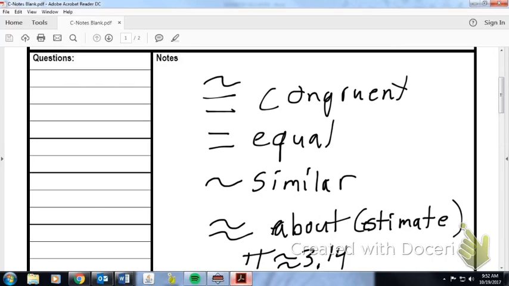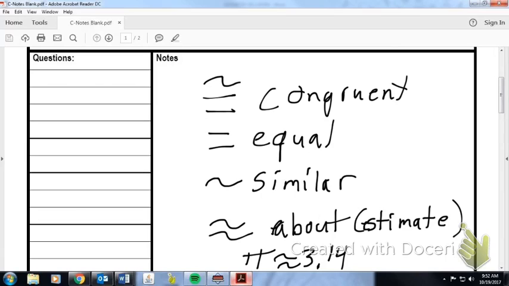But really the key here is identifying the relationships between those angle pairs, identifying corresponding angles, identifying alternate interior angles, identifying alternate exterior angles, and identifying same side interior angles, and knowing that each one of those angle pairs has a special relationship. Specifically when they are formed by a transversal cutting across two parallel lines.